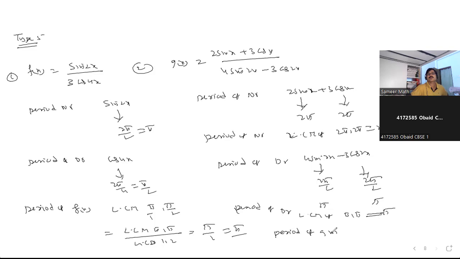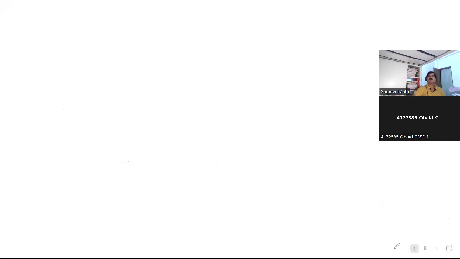Now the overall period of f of x means LCM of the numerator period 2 pi and the denominator period pi. The answer is 2 pi. You will get it, I hope that it is very clear. Now one more point is there. This type 5 we did.